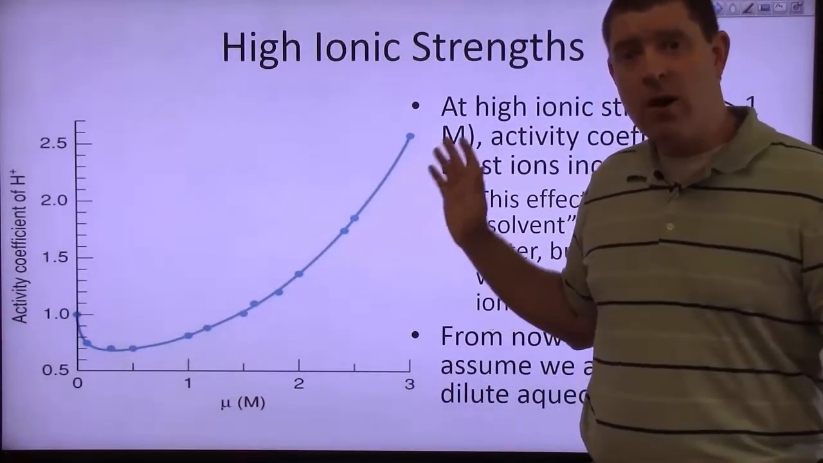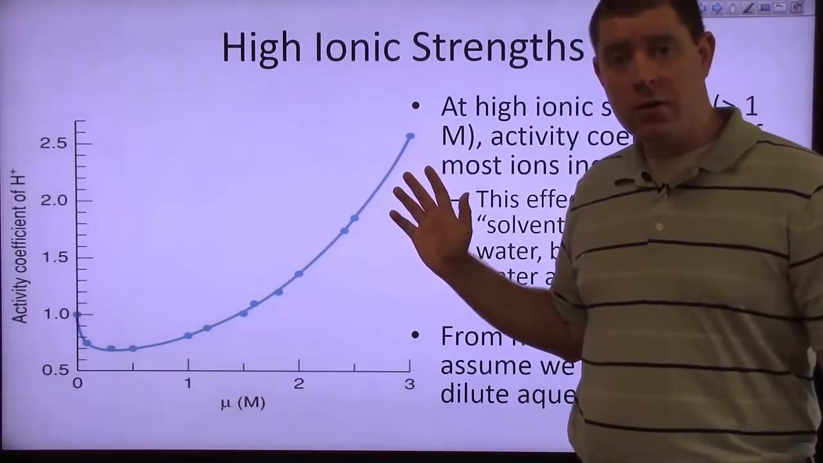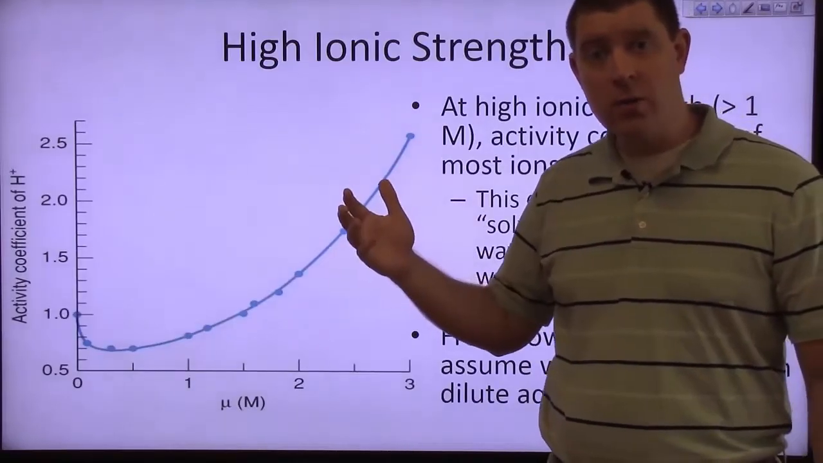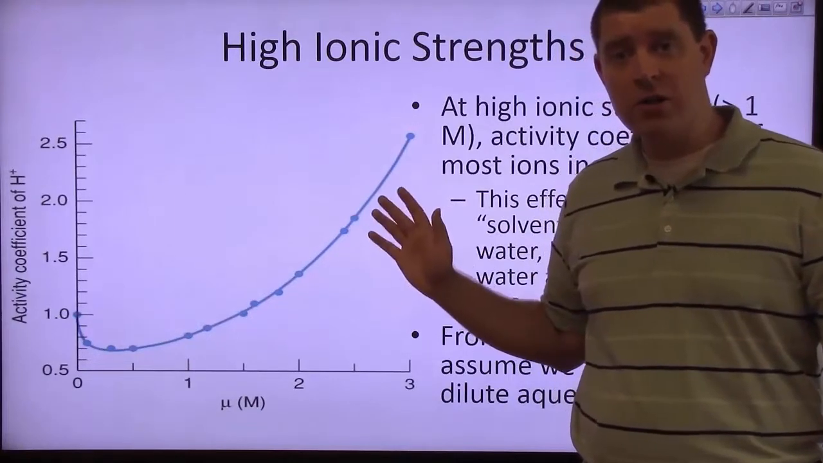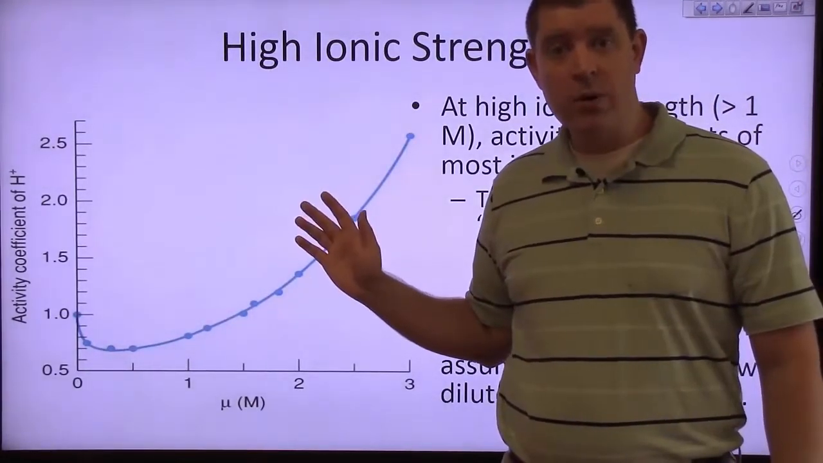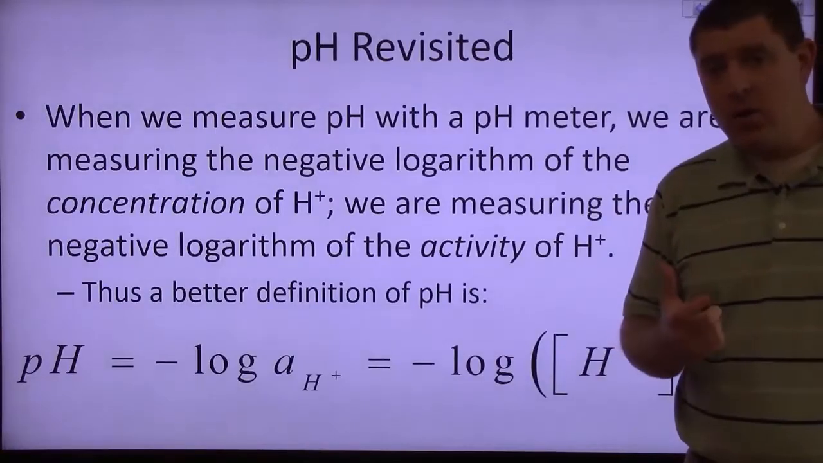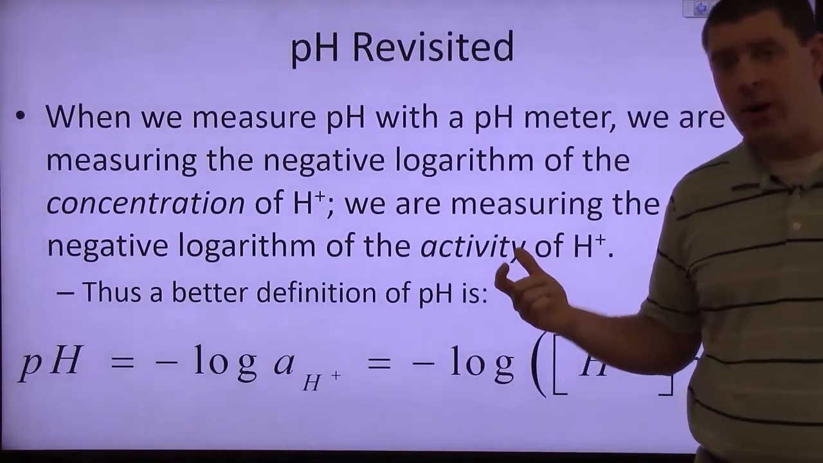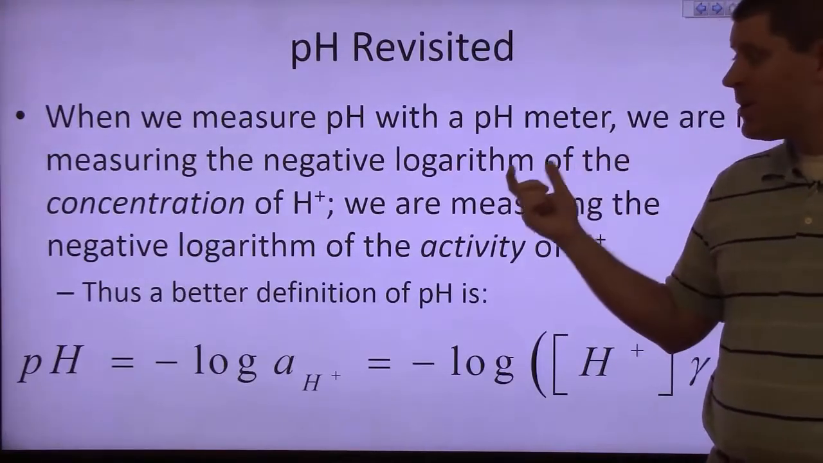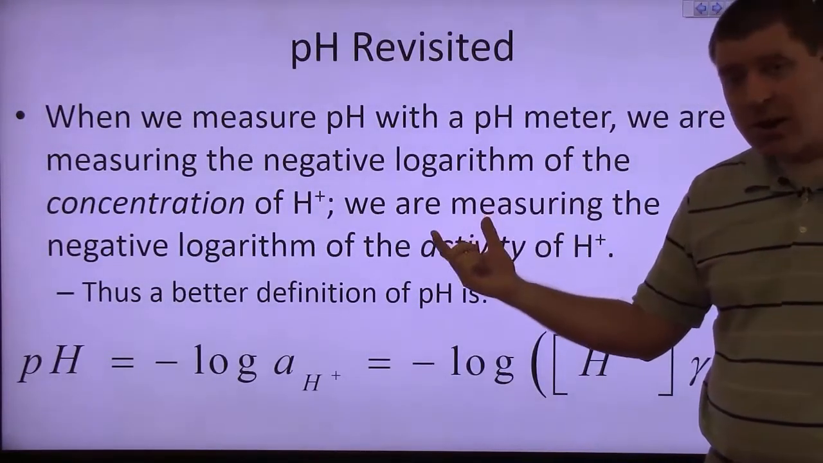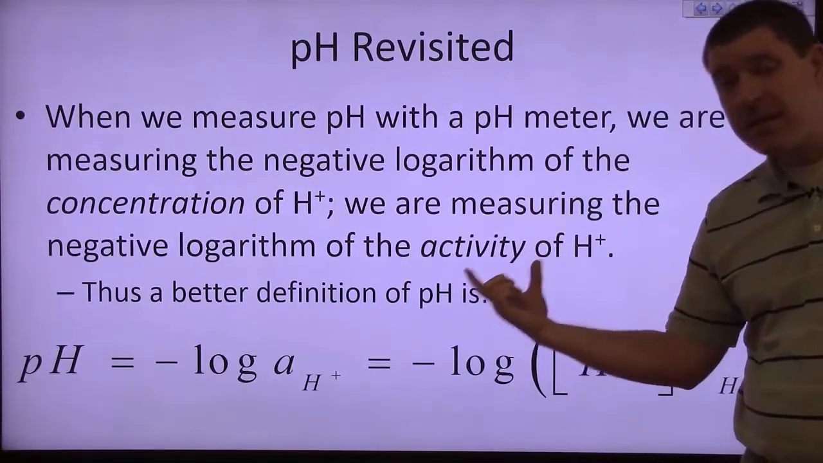But most of the time, we're not working with solutions that are this concentrated. If you are, you're going to have to modify some of the conclusions that we get to later on in the course. But from now on, we're going to assume that we're working with more dilute solutions, so our ionic strength is below 0.1 molar. So now that we know a little bit about activity, let's go back and talk about pH again. When we measure pH with a pH meter, we are not measuring the negative logarithm of the concentration of the hydrogen ion. We are in fact measuring the negative logarithm of the activity of the hydrogen ion.